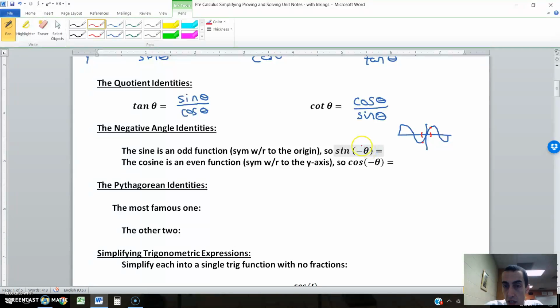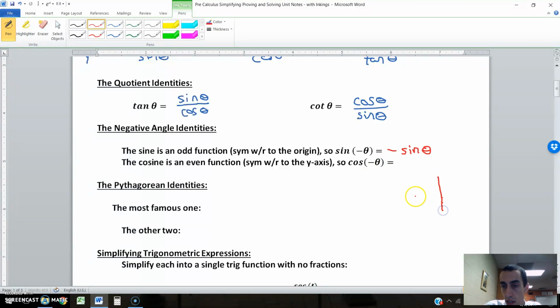So what we can say here is that the sine of the opposite of an angle, let me erase this now so we've got room to write. The sine of the opposite of an angle is equal to the opposite of the sine of the angle itself.